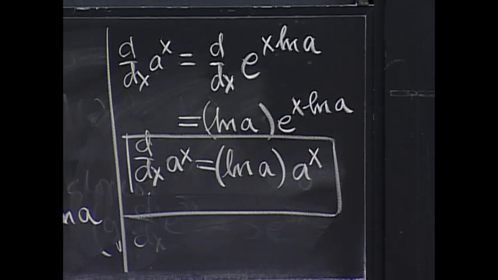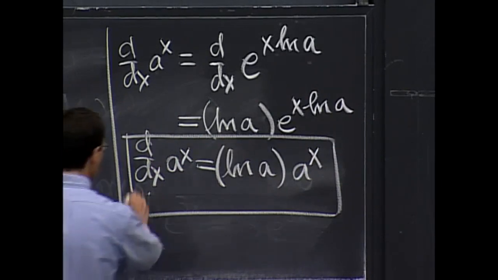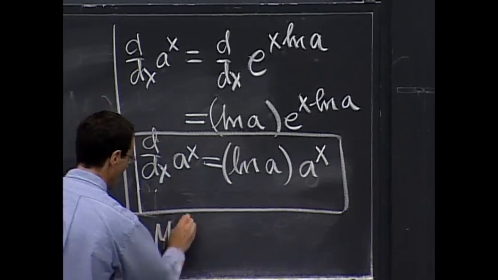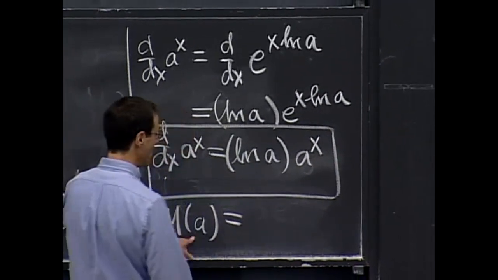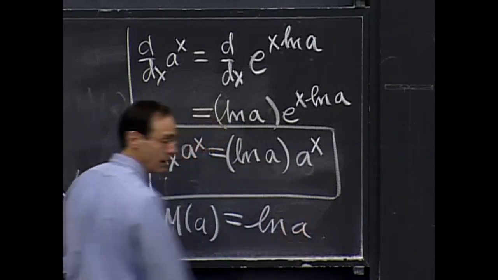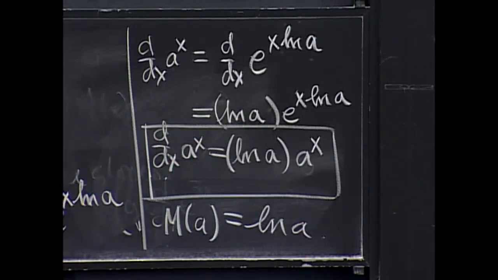I've essentially finished here. And notice, what is the magic number? The magic number is the natural log of a. That's what it was. We didn't know what it was in advance. This is what it is. It's the natural log of a.